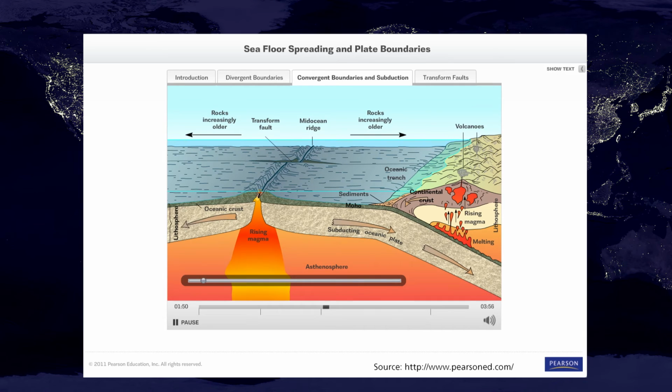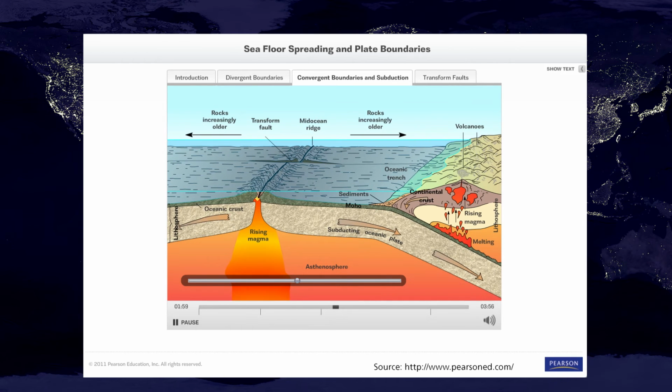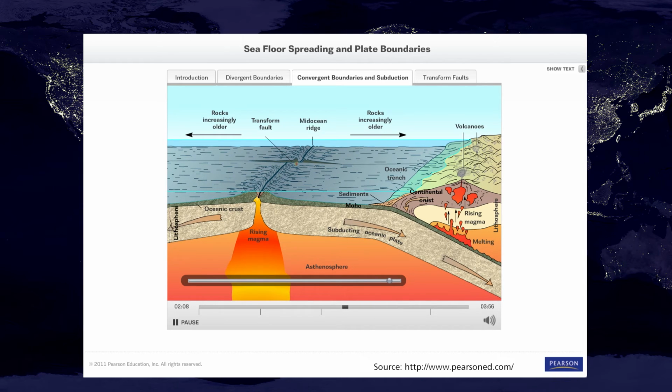Convergent plate boundaries and subduction. As the animation progresses, notice that at the margin of the continent, oceanic lithosphere descends back into the asthenosphere in a process called subduction. Oceanic lithosphere subducts because it is denser than continental lithosphere. As the oceanic lithosphere descends, it produces a deep oceanic trench along the edge of the continent. The Peru-Chile Trench along the west coast of South America is an example of this kind of feature.